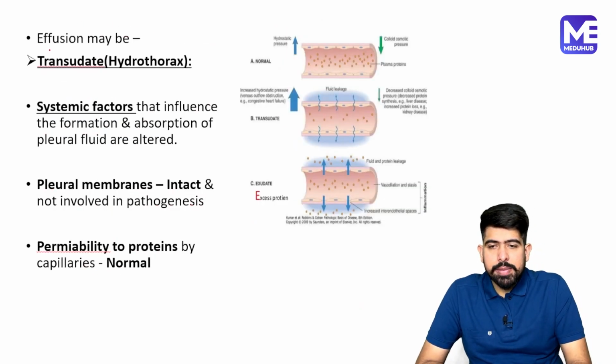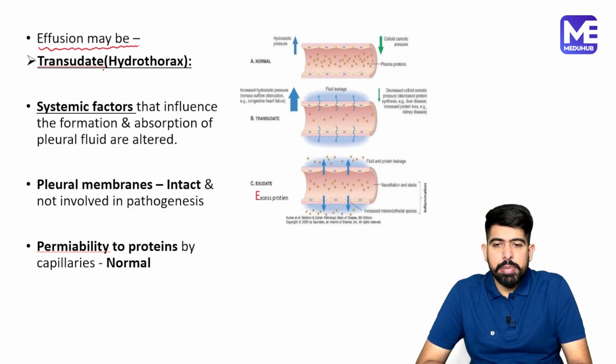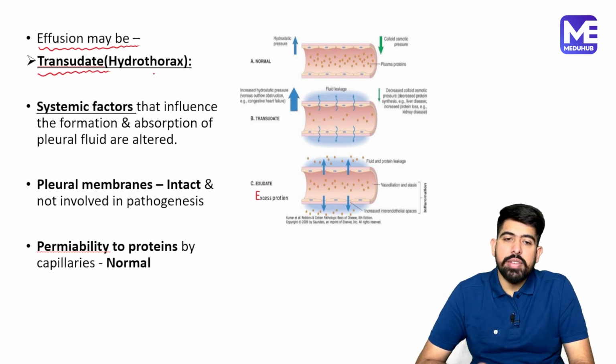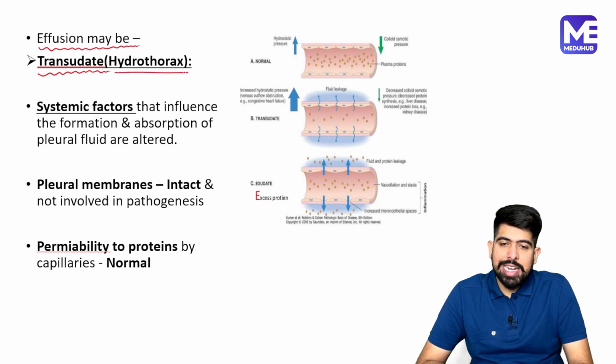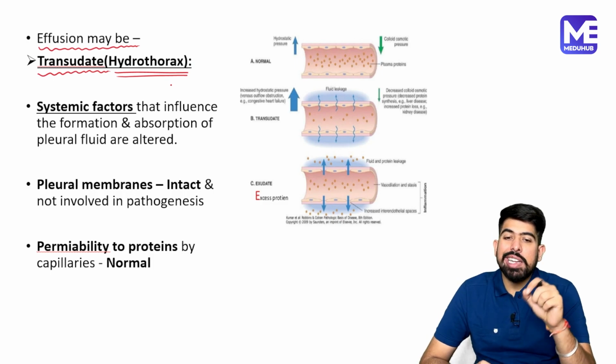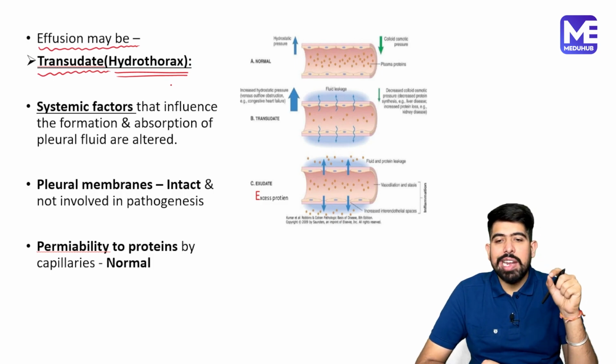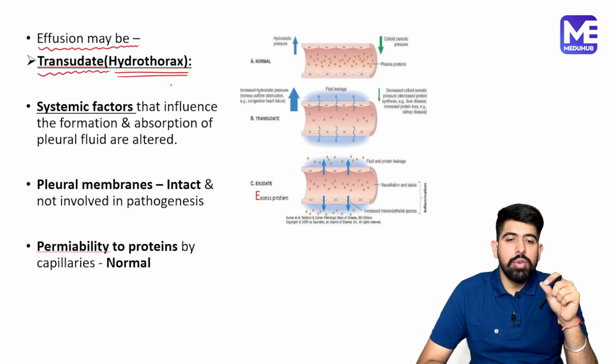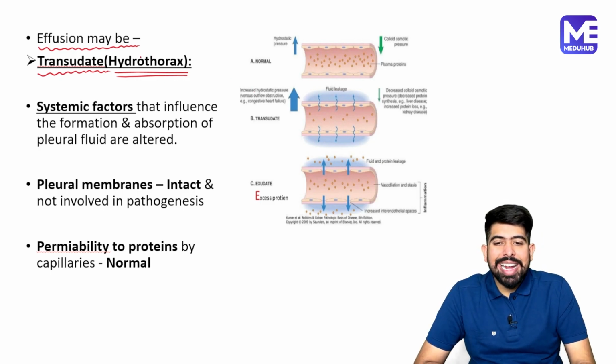right? And now, if we talk about the effusions, these effusions may be transudates, and a transudate effusion is known as hydrothorax. As I already told you, transudate means it is a clear, watery-like fluid, and if the watery fluid is there, this is known as hydrothorax, right? This is known as hydrothorax.